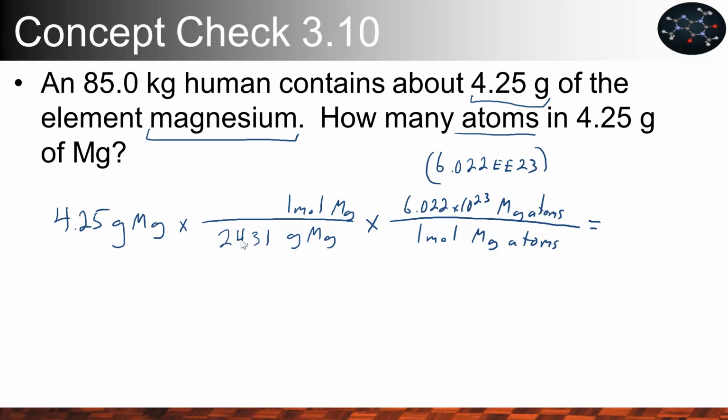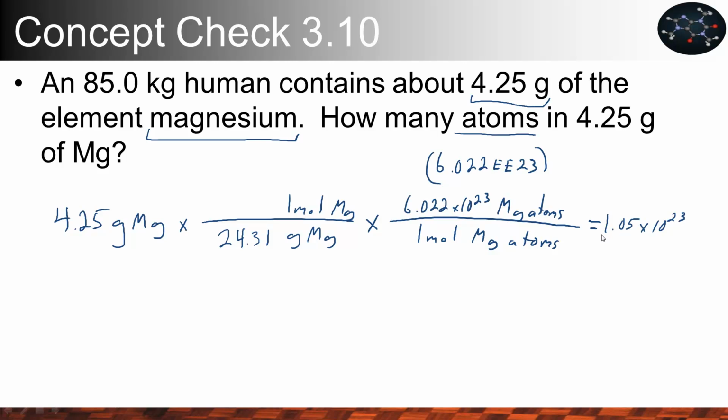Okay, so now we just need to plug through and calculate this out. 4.25 divided by 24.31 gives us about 0.174. We're going to multiply this by 6.022 e to the 23rd, and we get a number that is 1.05 times 10 to the 23rd power.